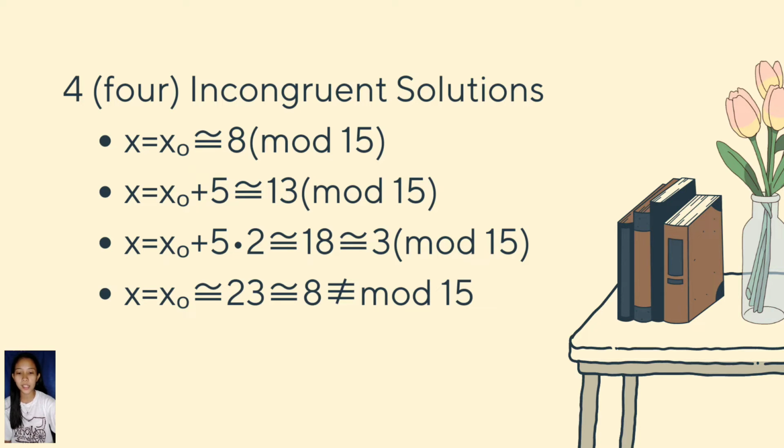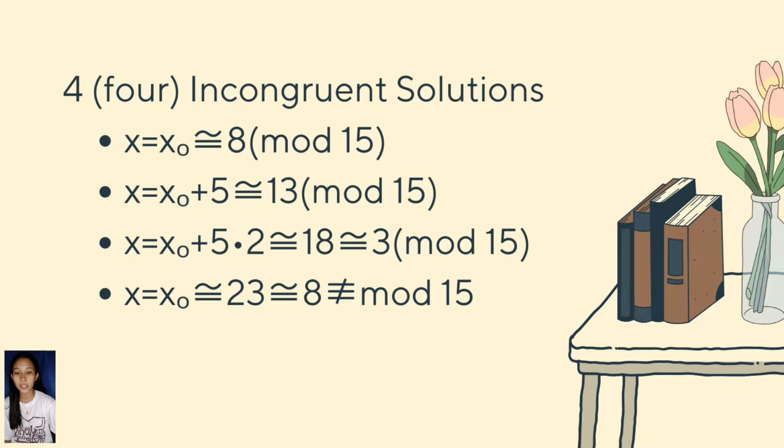The second one is x is equal to x sub 0 plus 5. 5, galing siya doon sa m divides d. So, ito ay 15 divided by 3, kaya nagkaroon tayo ng 5. So, 5 plus 8 is equal to 13. Kaya nagkaroon tayo ng x is equal to x sub 0 plus 5, congruent to 13 mod 15. So, that is our second solution.